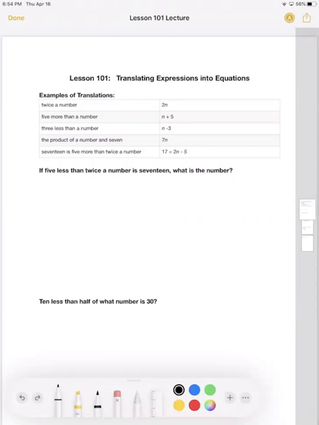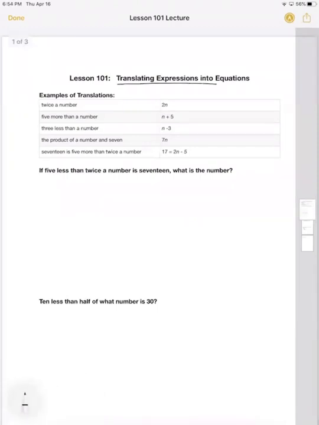We're going to talk today about translating expressions into equations. And you know what translating is. You do it in Latin class, and so you translate your Latin into English. Well, what we're going to do is actually translate English phrases into mathematical phrases with symbols.